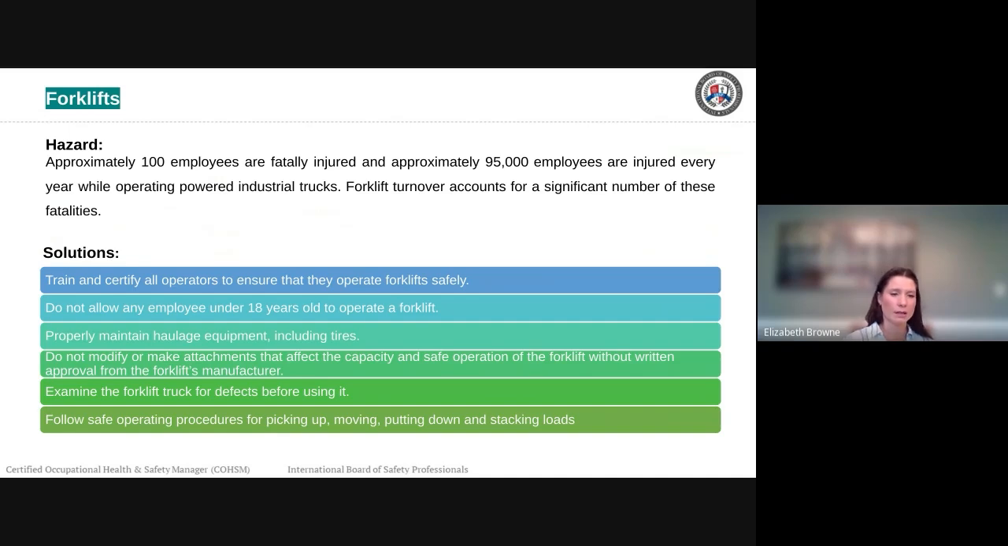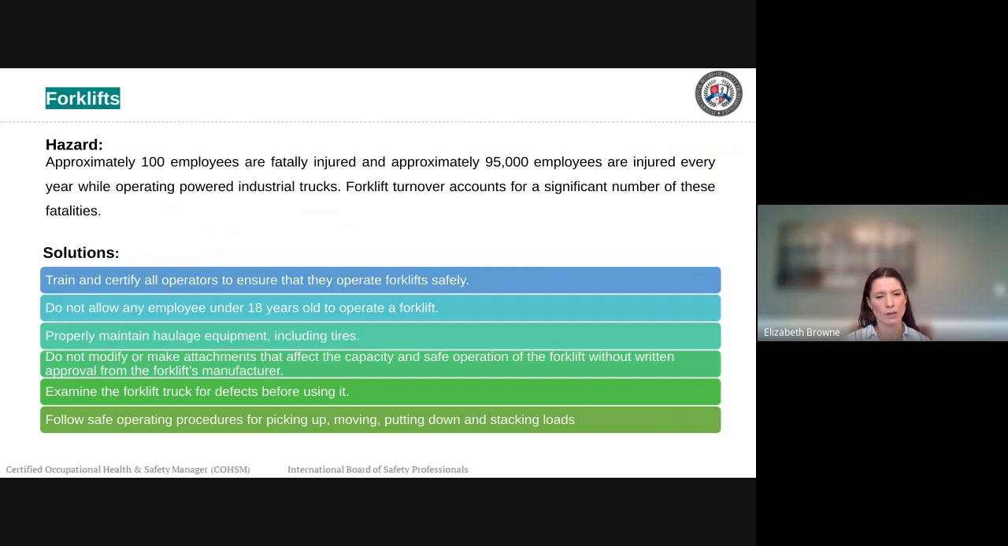Forklifts are another common material handling equipment found on many types of sites, construction sites and manufacturing facilities. Approximately 100 employees are fatally injured and 95,000 employees have suffered serious injuries while operating powered industrial trucks or forklifts. The most common cause of these fatalities is forklift turnover accidents. And from my understanding, that typically occurs when a forklift starts to turn over, an employee tries to jump out of the forklift, and then they're crushed by the weight of the forklift itself, or the protective cage.